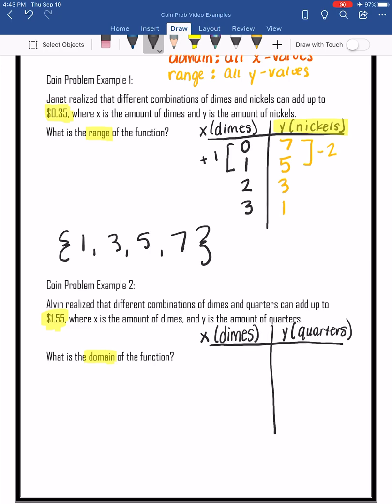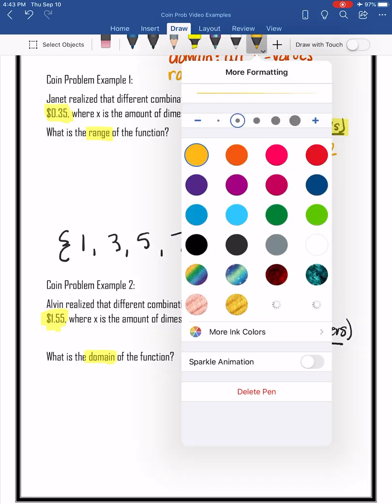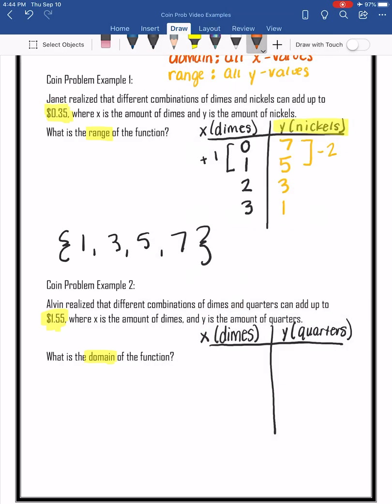So let's think about this here. We have dimes and quarters. You always want to try to start with 0. So let's just see how that would work out. If I had 0 dimes, could I use quarters to get to $1.55? Remember, quarters are 25 cents. So I would have 25, 50, 75, $1, $1.25, $1.50, $1.75. There's no way I can get to $1.55 without some dimes. So let's go back. We cannot have 0 dimes.